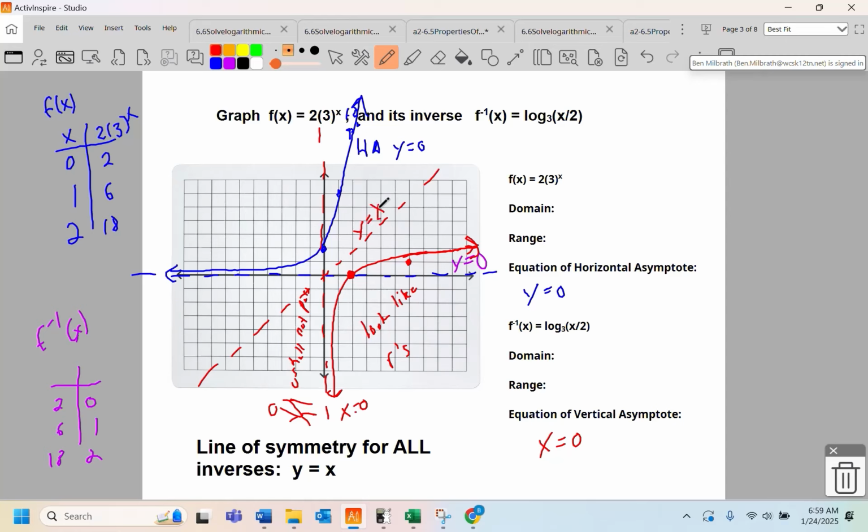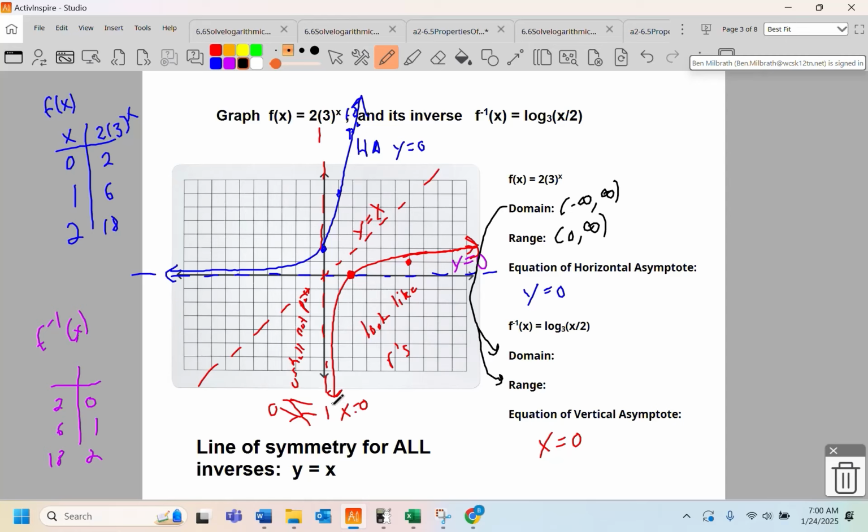All right, so let's go back and finish out the little things on here. We have domain and range. The domain of the blue function f of x here was negative infinity to infinity. Its range was 0 to infinity. And watch what happens when we swap around. These two have to swap, okay? Sorry, I drew that arrow in the wrong spot. Those two have to swap.